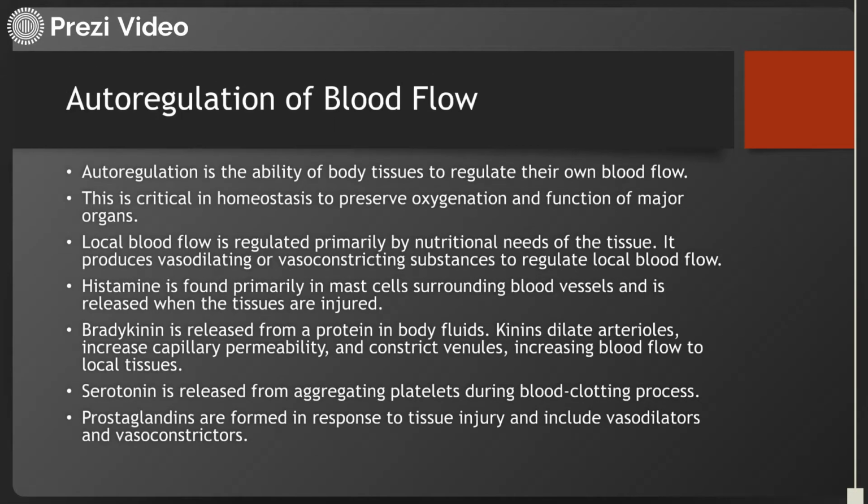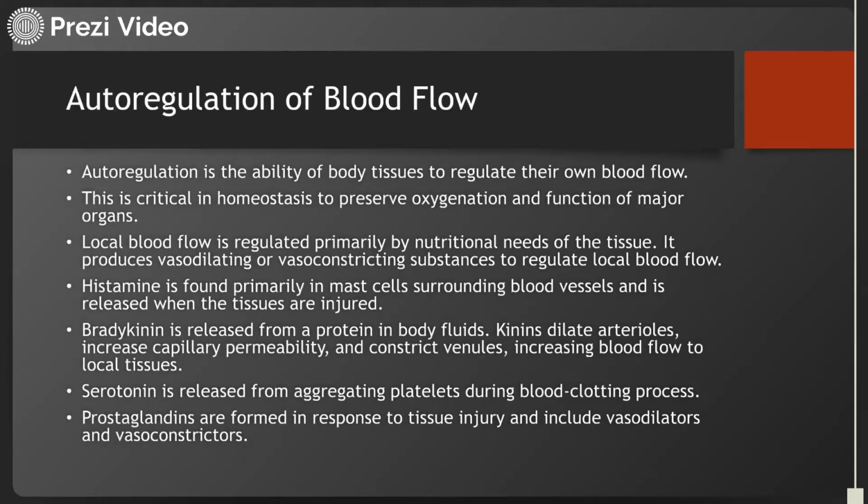Autoregulation of blood flow. Autoregulation is pretty much the ability of your body tissues to regulate their own blood flow. It is a really critical component when it comes to homeostasis because it allows us to preserve oxygenation and function of our major organs. Local blood flow is regulated primarily by the nutritional needs of the tissue, which either produces vasodilation or vasoconstricting substances. So hopefully, the local circulation is maintained in that area.